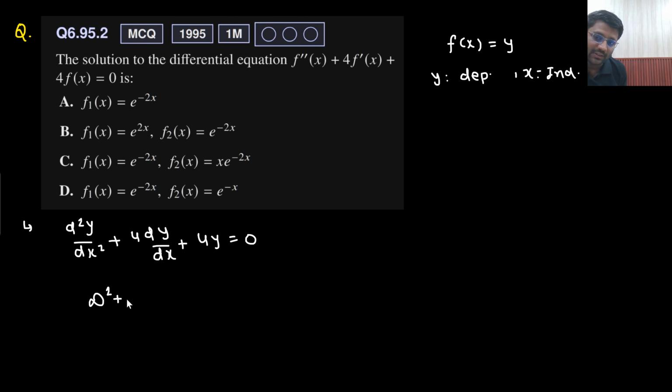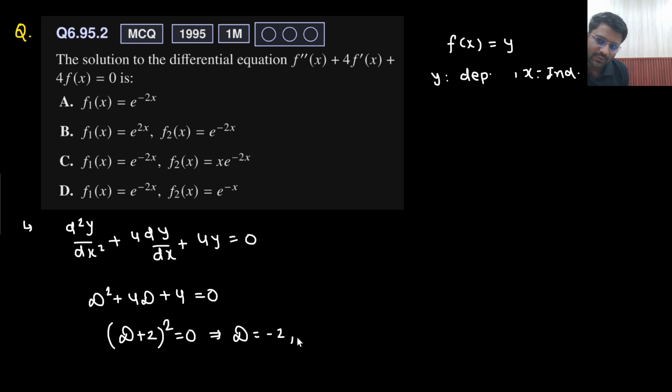What is the characteristic equation? D square plus 4D plus 4 equals to 0. So (D plus 2) whole square equals to 0. So the value of D is coming out to be minus 2, minus 2. Yes, minus 2, minus 2.